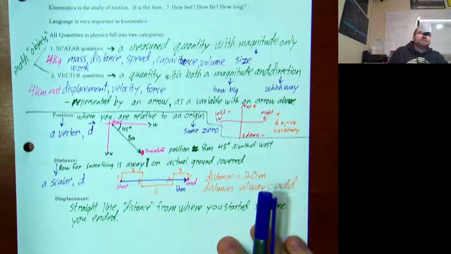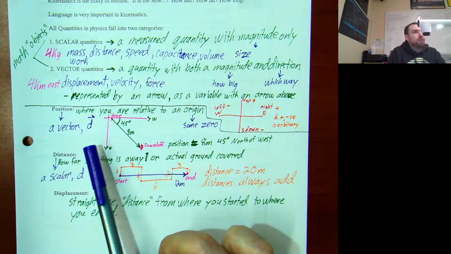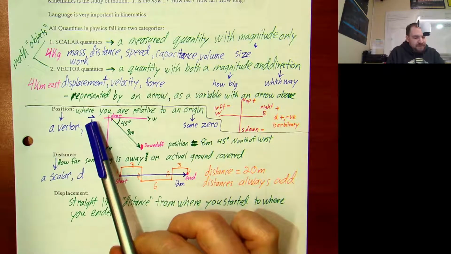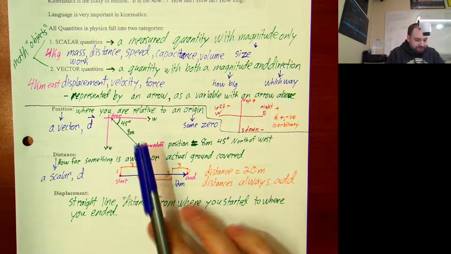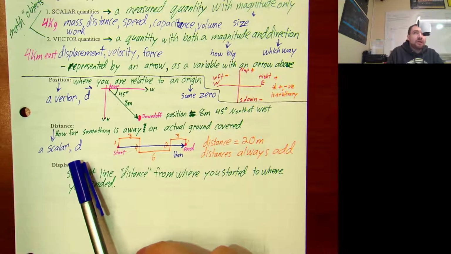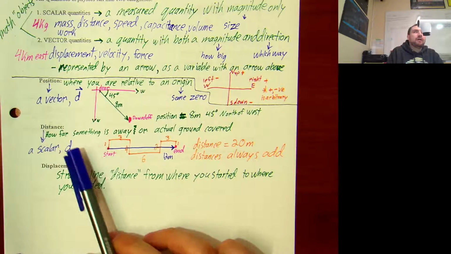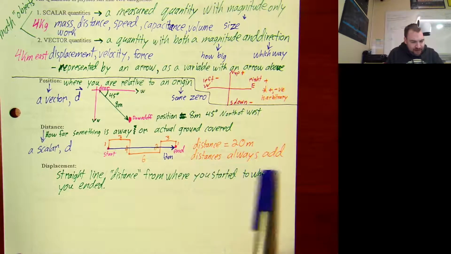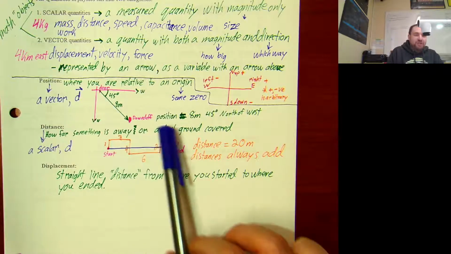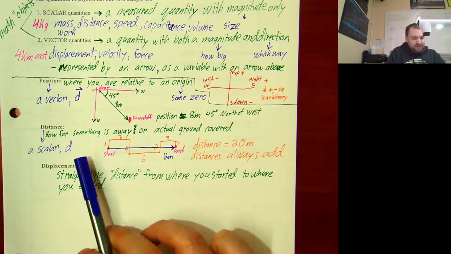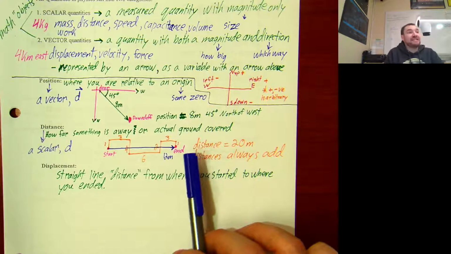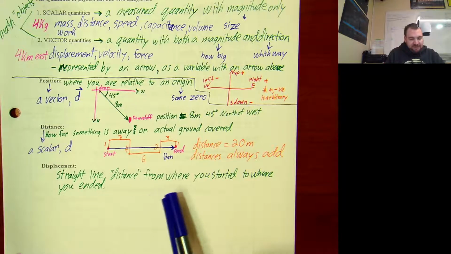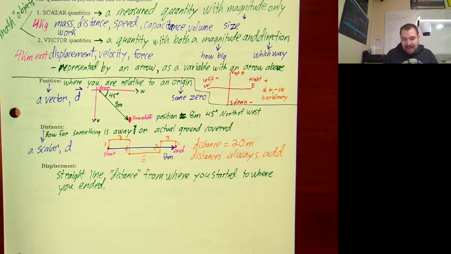So we've got position. Position is a vector. It's where you are relative to some origin. We use d with a little arrow above it to represent the fact that this is a vector. Distance is a scalar. We don't care which direction the distance implies. The distance is always positive. In this case, the distance is the orange line here, how far something is away, or the actual ground you cover to get there. And then displacement is the straight line distance from where you start to where you've ended. This is the blue line.